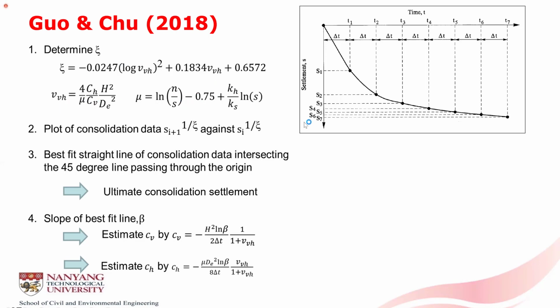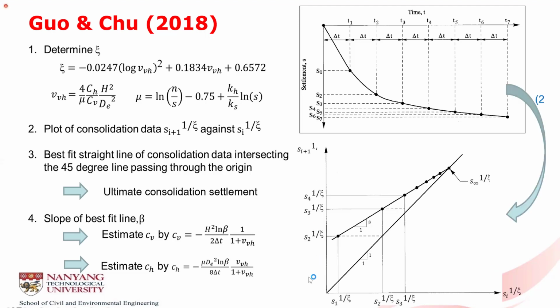So using this, you will be able to fit your settlement in the same way, but the only difference is instead of using settlement at i plus 1 versus settlement at i, you use a power of 1 over this. So from here, you will be able to get the curve fitting, and from here you get the ultimate consolidation settlement.